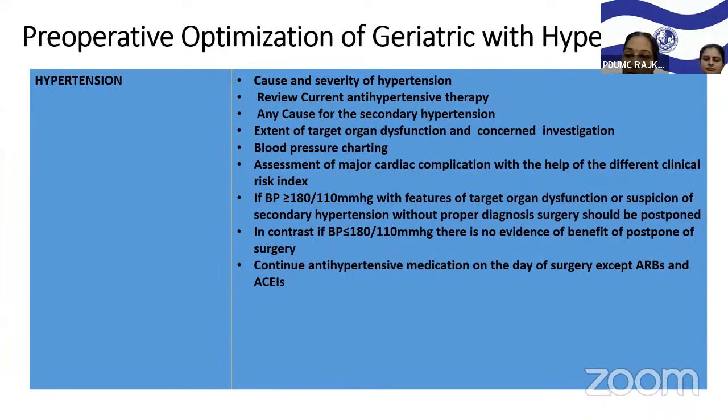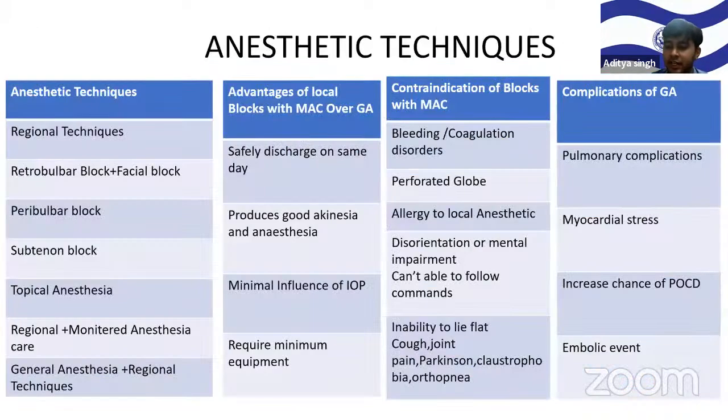What are the different anesthesia techniques you use for cataract surgery? So, ma'am, in this patient, we used peribulbar block along with monitored anesthesia care. The different techniques include regional techniques, which consist of different types of blocks along with monitored anesthesia care. It may be a peribulbar block or a retrobulbar block along with a facial block. We may use topical anesthesia or subtenon block, or we may use general anesthesia along with regional anesthesia, or general anesthesia alone.